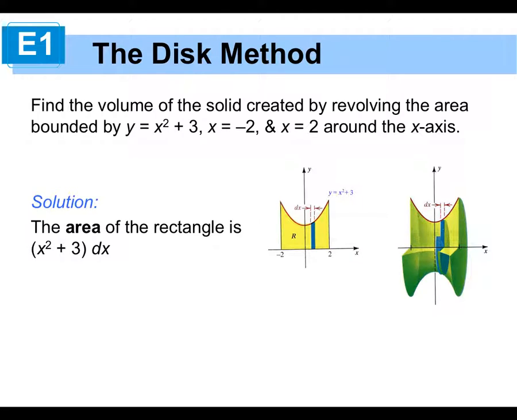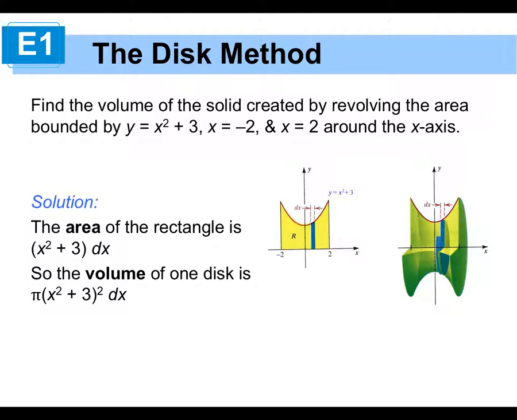Find the area of the rectangle first. Same thing we did in 7.1. Height times width. And what's our width? dx. How tall is that thing? It's x squared plus 3, because that's the distance from 0 up to the function. Are we good so far?